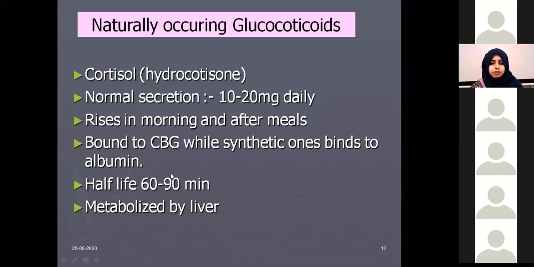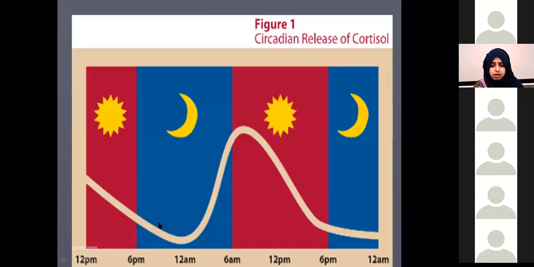It is bound to corticosteroid binding globulin, while synthetic ones bind to albumin. This is a difference between naturally occurring glucocorticoids and the synthetic ones. The half-life is 1 to 1.5 hours, and it is basically metabolized by the liver. So cortisol follows a circadian rhythm.